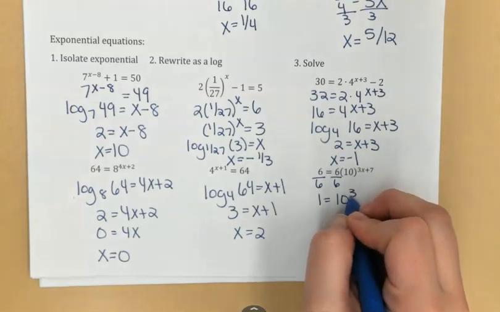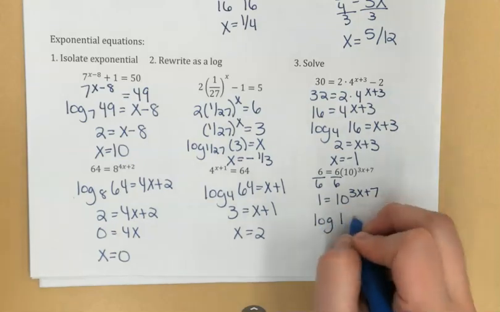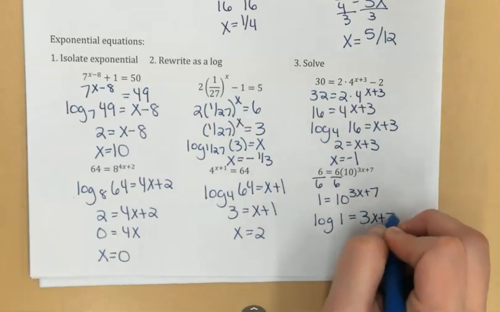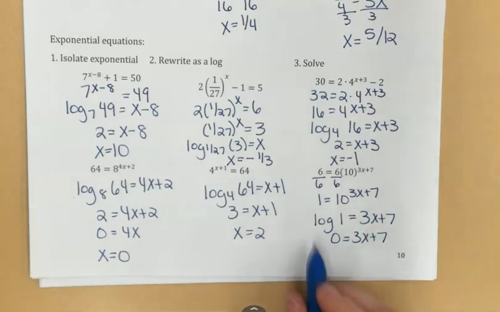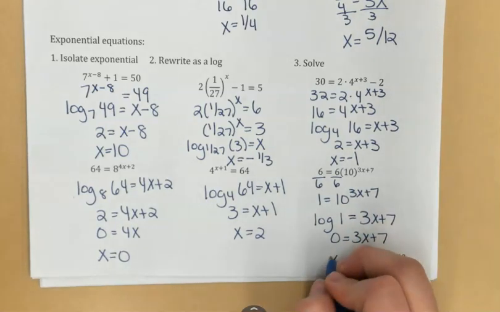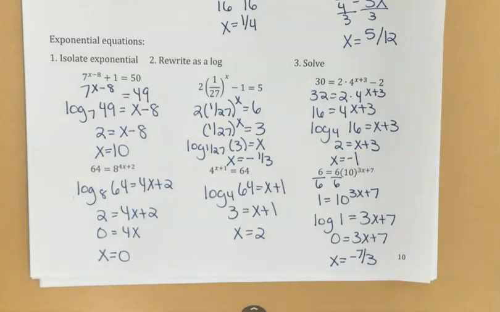And then our very last one, I'm going to divide both sides by 6. And so 10 to the 3x plus 7 is equal to 1. So the log of 1 will be equal to 3x plus 7. Log of 1 is 0. So the last things I need to do here are subtract 7 and divide by 3. So x is going to be negative 7 over 3. And this is how we solve log and exponential equations without a calculator.